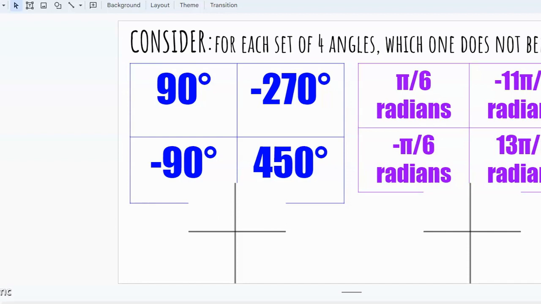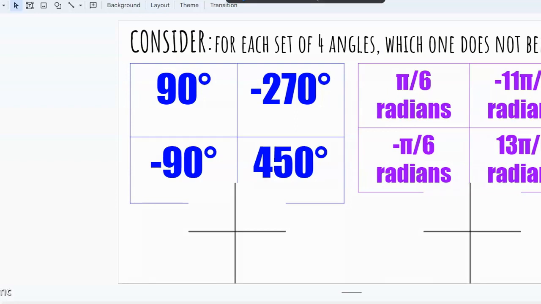Let's take a look at two problems. The one on the left, we're going to focus in degrees, and then the one on the right, we're going to focus in radians. So if I give you these four angles, I want you to be able to identify which one doesn't belong. So your first instinct should probably be something along the lines of, well, let me see what they look like if I go ahead and I graph these angles.